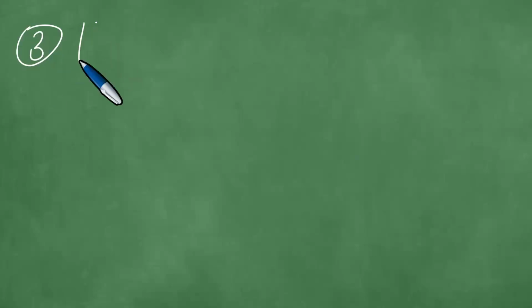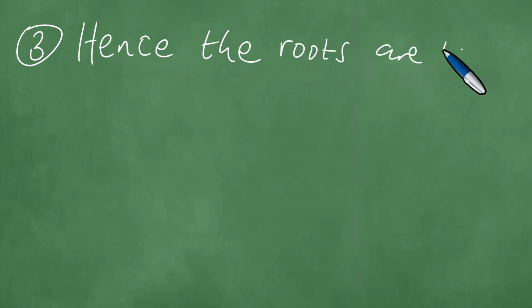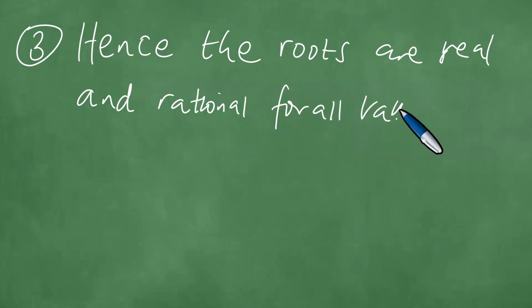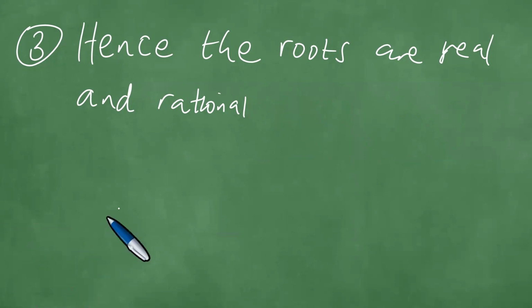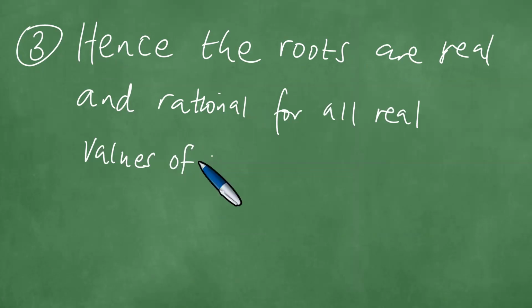The answer: hence, the roots are real and rational for all values. Okay, it must be that they are real and rational. The examiner left a word there. They are real and rational for all real values of k. So hence the roots are real and rational for all real values of k.